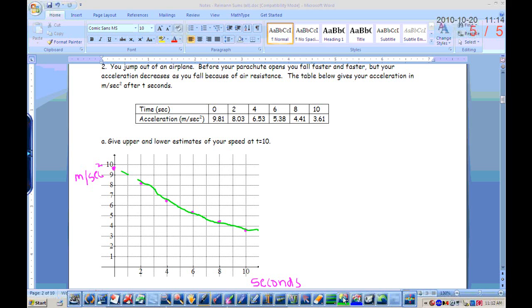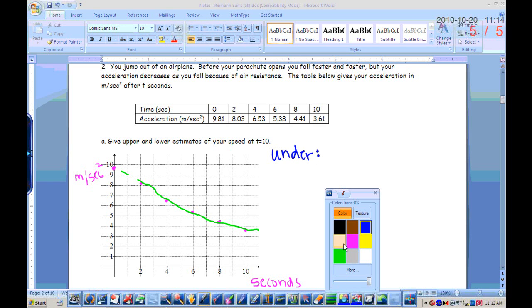All right, with your two different colored markers, I would like for you to draw in the rectangles associated with the over and the under estimates. So just draw in the rectangles associated with the under and the over estimates.